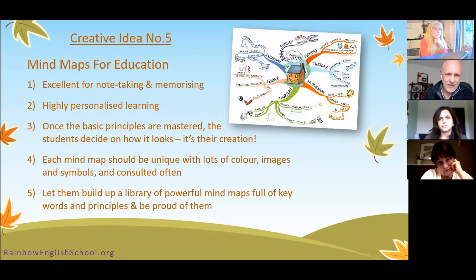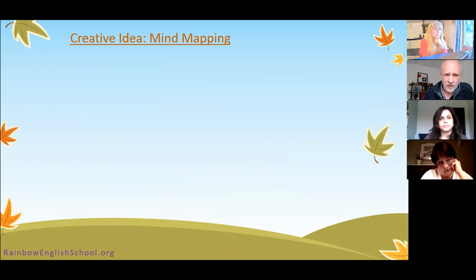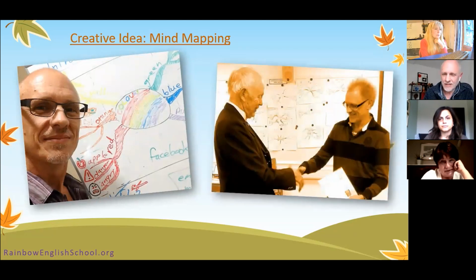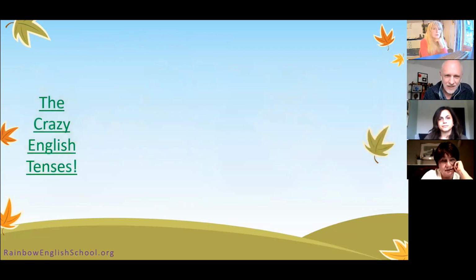So I'll just finish on that topic because I could go on for a long time. This is me using a mind map in Rainbow English School. As you can see, it's a pretty basic one, but there it is with the words supplied by the students. I said red and they gave me red things. That's me congratulating Tony Buzan on passing his mind mapping certificate with me. No, it was the other way around.